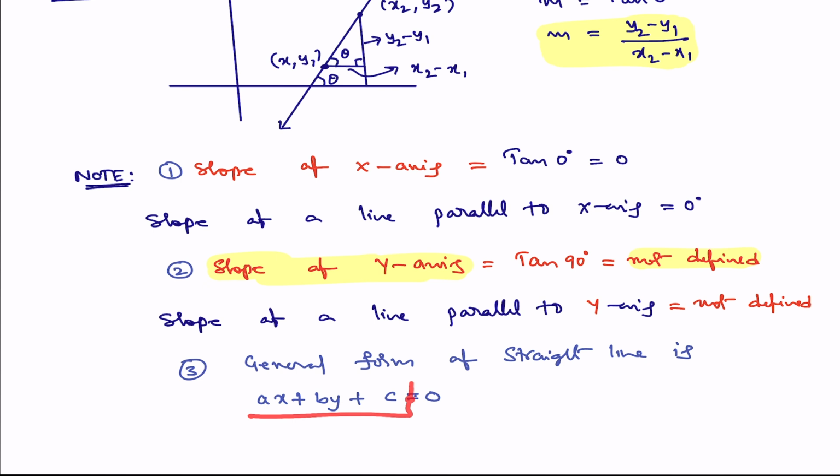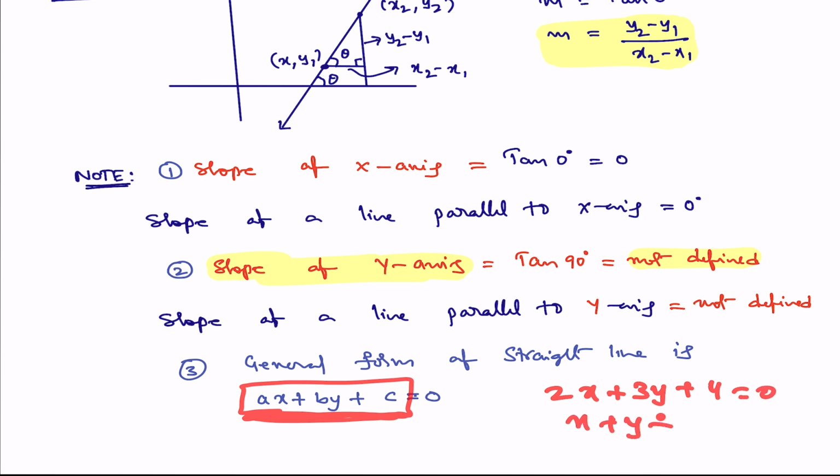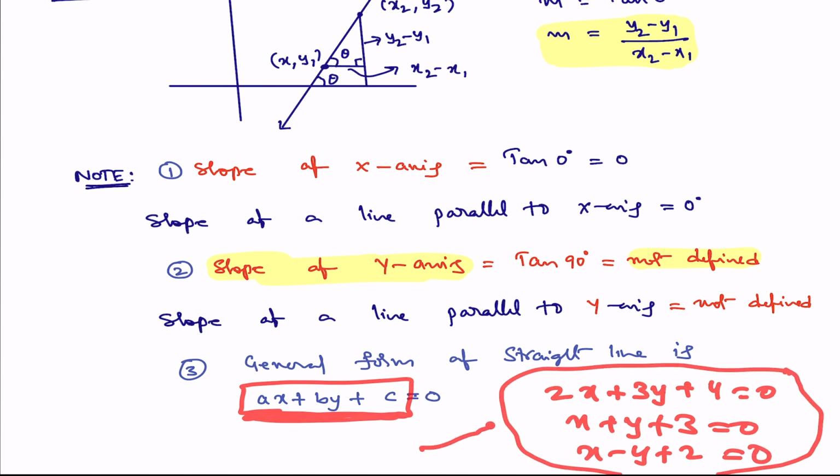What is this? General form of a straight line. When you calculate any line equation while doing NCERT, it looks like this: 2x plus 3y plus 4 equal to 0, x plus y plus 3 equal to 0, x minus y plus 2 equal to 0. What are these things? These are known as line equation form. One x term, one y term, one constant term.